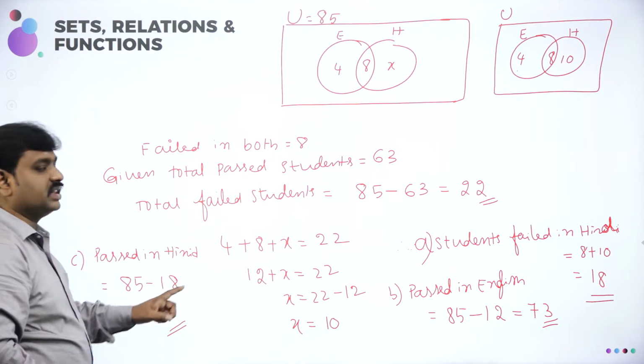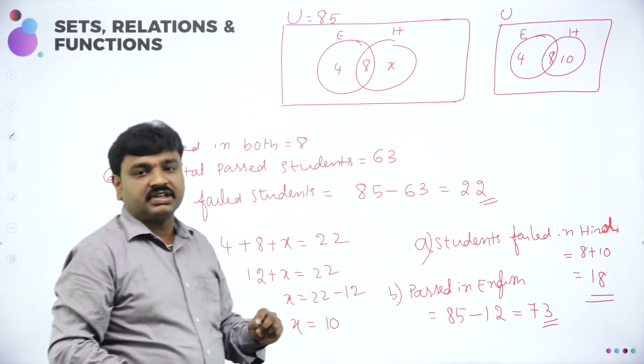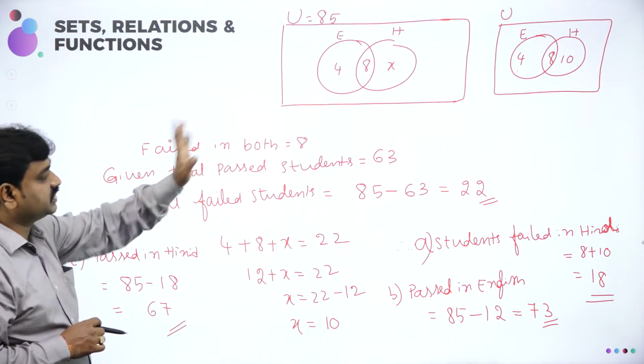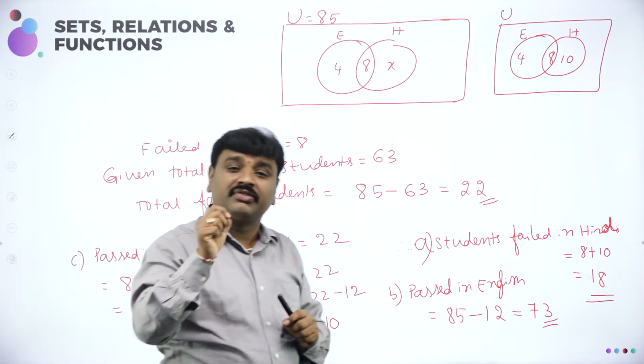67 passed in Hindi, 73 passed in English. Both passed, they have given in the data, is 63. So, I hope all of you got this. Venn diagram helps you to pick the failed students.